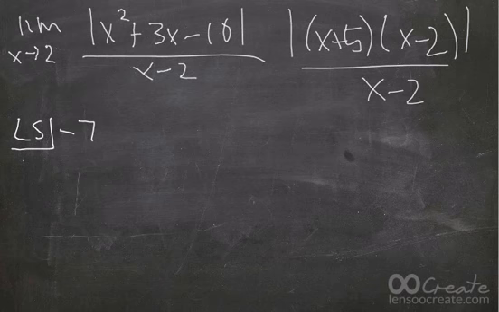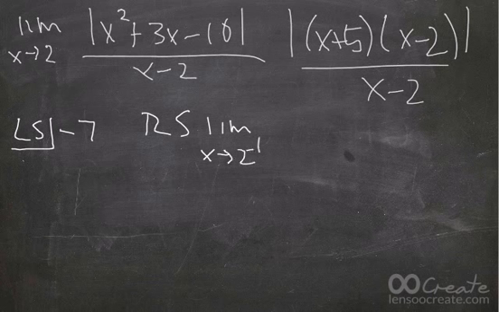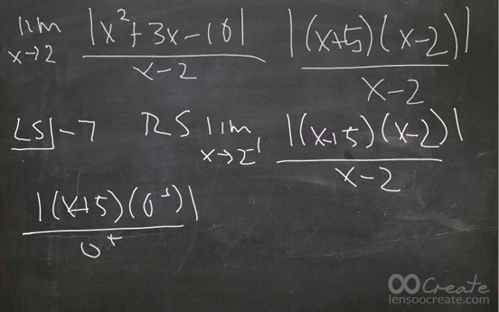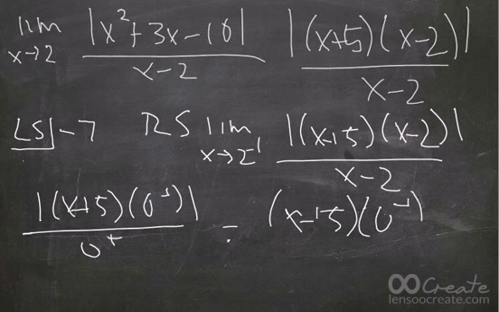So now that we know that the left side limit is negative 7, we can go ahead and solve for the right side limit. So we take the limit as x goes to 2 on the positive side of the absolute value of x plus 5 times x minus 2 all over x minus 2. And when we do that, we get x plus 5 times 0 from the positive side all over 0 from the positive side. And because the top remains positive, you can just drop the absolute value signs, and the zeros cancel. And now you can plug in 2 and get that the answer is 7.